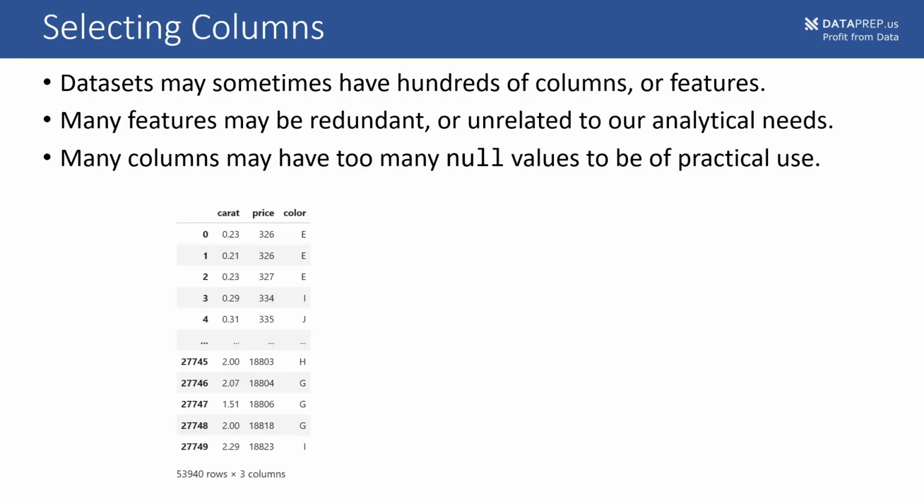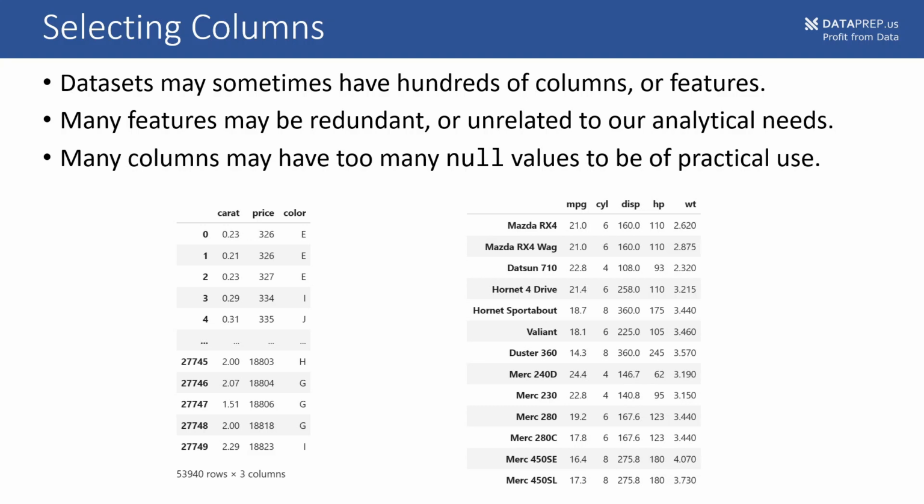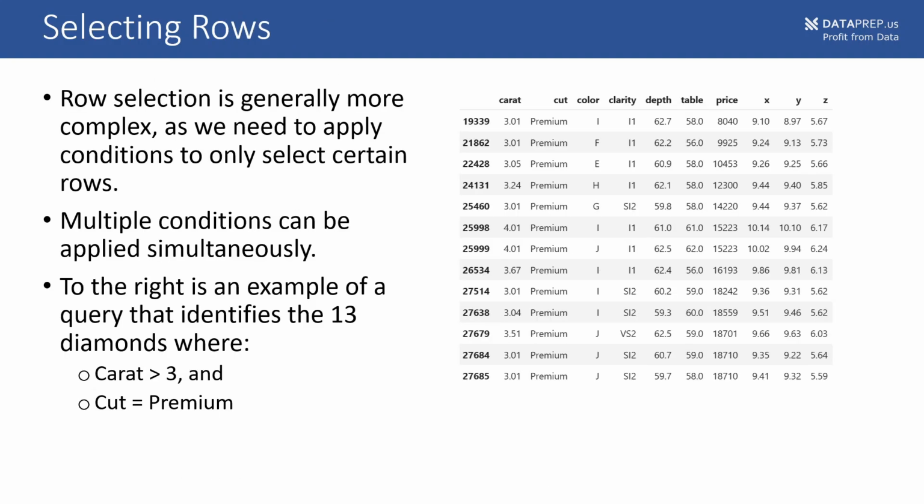So here, for example, for our diamonds data set, here is a subset of the data with just 3 columns selected: carat, price, and color. This is fairly straightforward. Similarly, if you remember the cars data set, which had a number of attributes for several models of cars in the 1970s, here is a subset of that with just the miles per gallon, number of cylinders, displacement or engine size, horsepower, and weight selected. So this is reasonably straightforward.